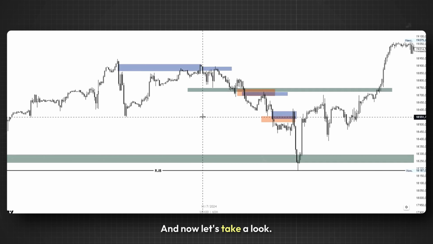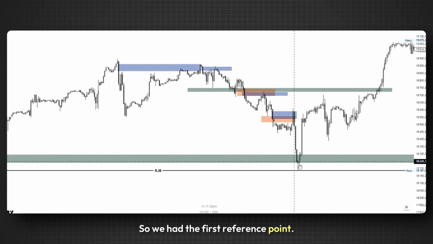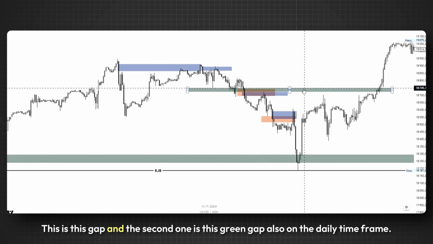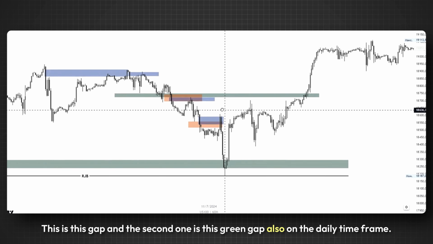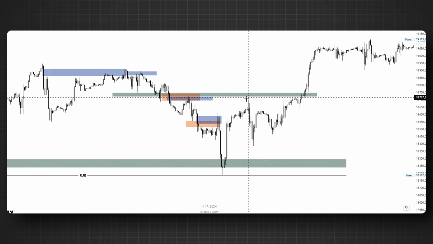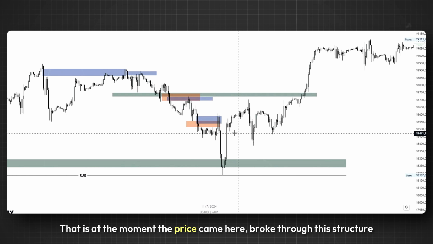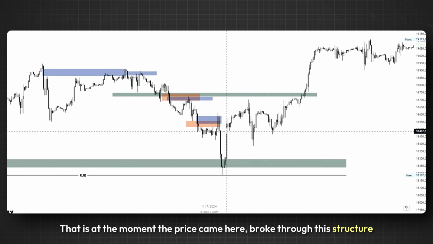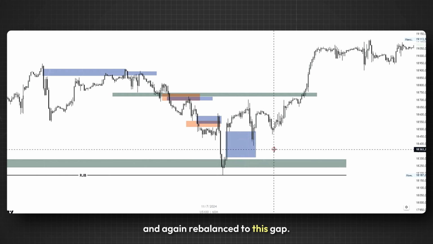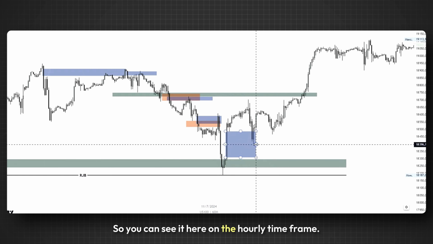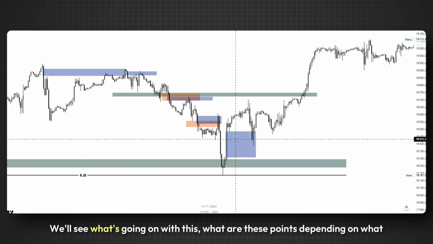And now let's take a look. So we had the first reference point. This is this gap, and the second one is this green gap, also on the daily time frame. That is, at the moment the price came here, broke through this structure and again rebalanced to this gap. So you can see it here on the hourly time frame. We'll see what's going on with this.